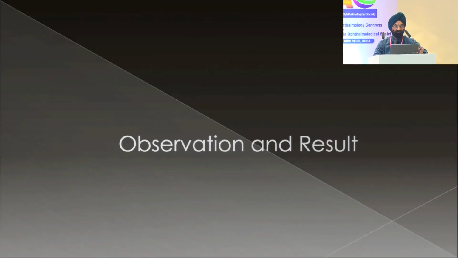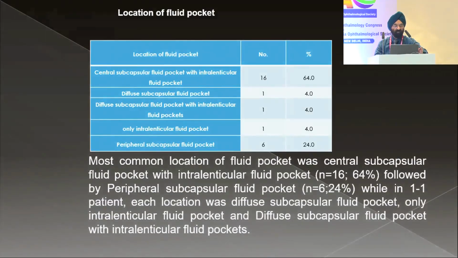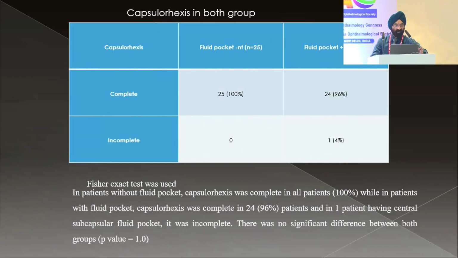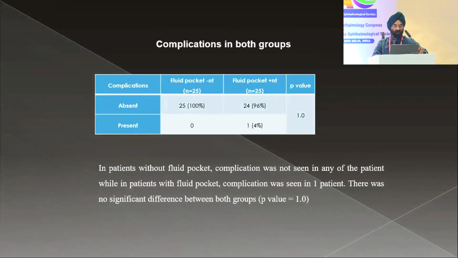So what are the observations and results? We had a central subcapsular fluid pocket in the majority of these patients, that is about 16 patients, and a peripheral fluid pocket was there in 6 of these cases. And complete access was obtained in 25 of these, that is about 100%, and where a fluid pocket was present, about 96%, that is 24 of 25 patients, we were able to make a complete access. So there was hardly any complication, and you achieve almost 96% success.